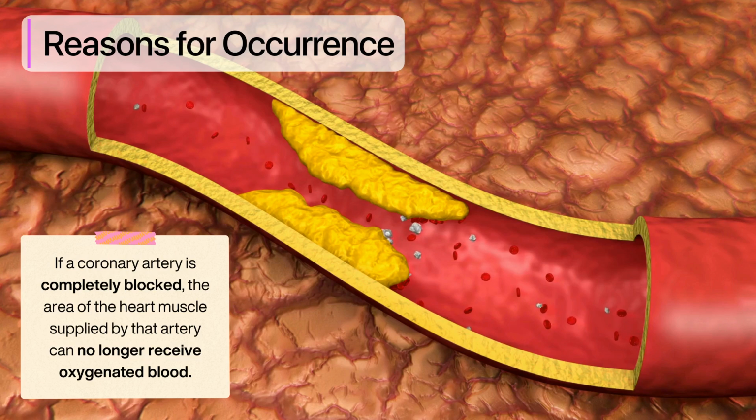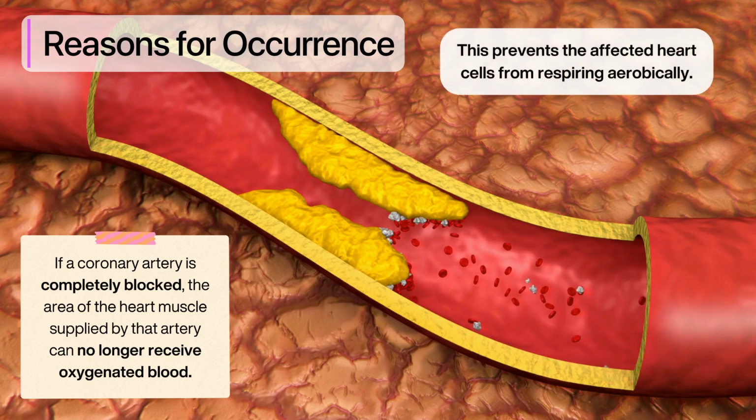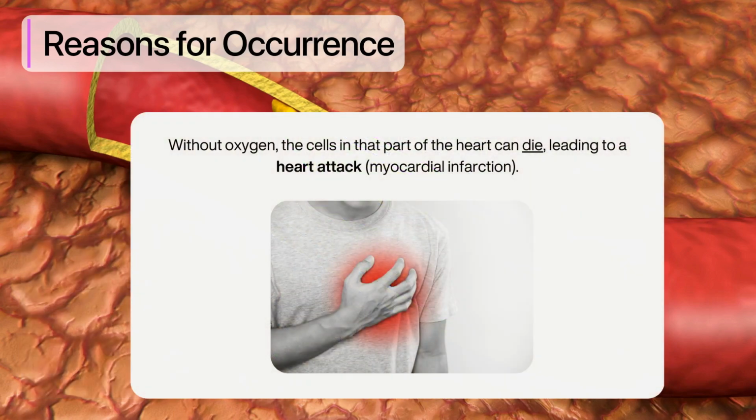If a coronary artery is completely blocked, the area of the heart muscle that is supplied by that artery can no longer receive oxygenated blood. This situation prevents the affected heart cells from respiring aerobically. Without oxygen, the cells in that part of the heart can die. This can lead to a heart attack, which is also known as a myocardial infarction.